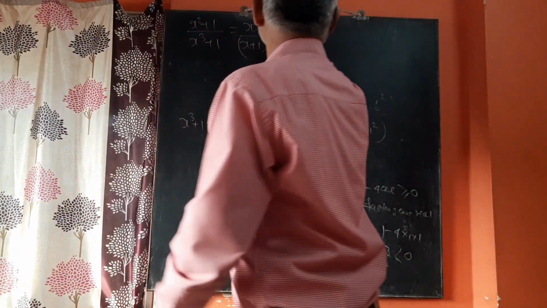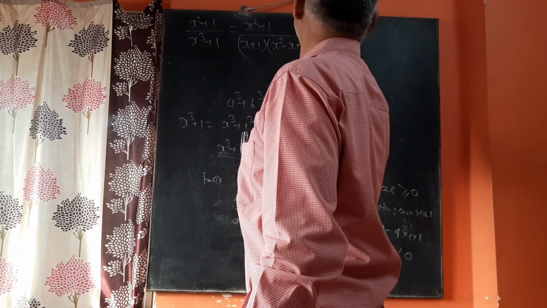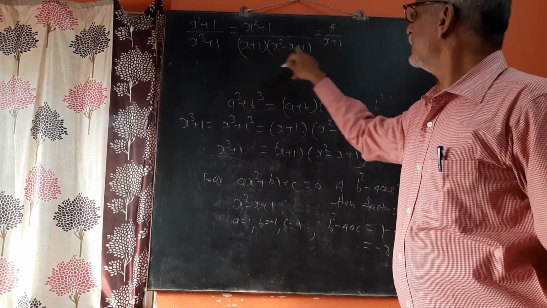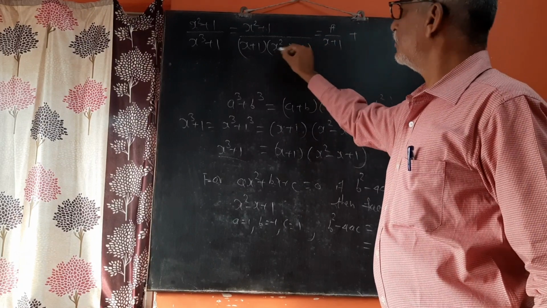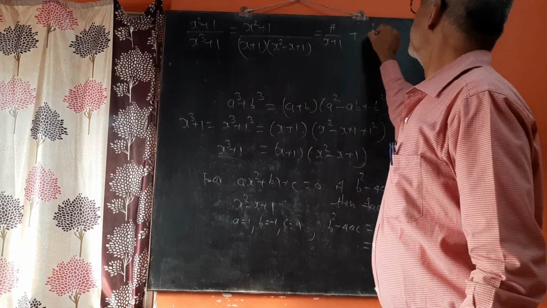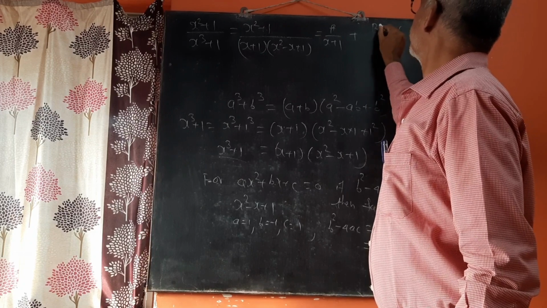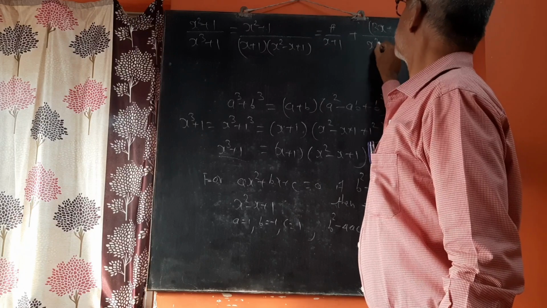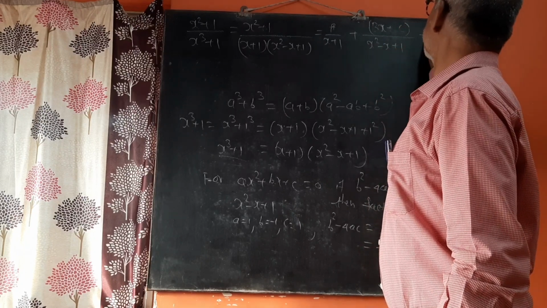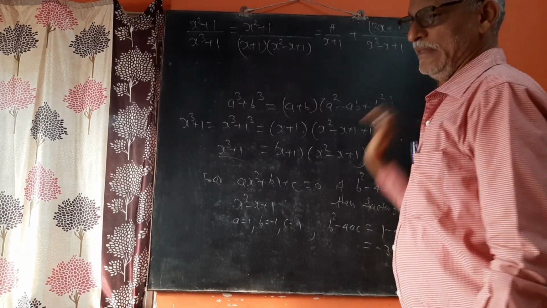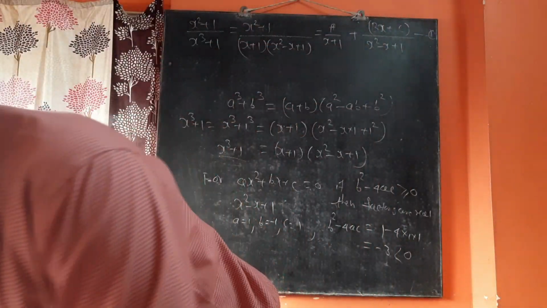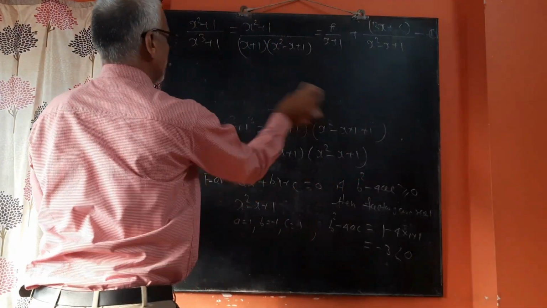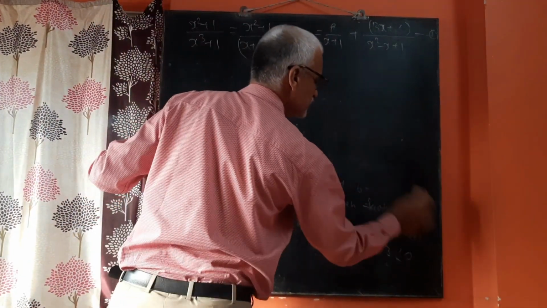So its partial fractions are A upon x plus 1 for the linear factor, plus, for the non-reducible quadratic, Bx plus C divided by x square minus x plus 1. Let us say this is equation number 1. Now, cross multiplication. Equation 1 you have got.